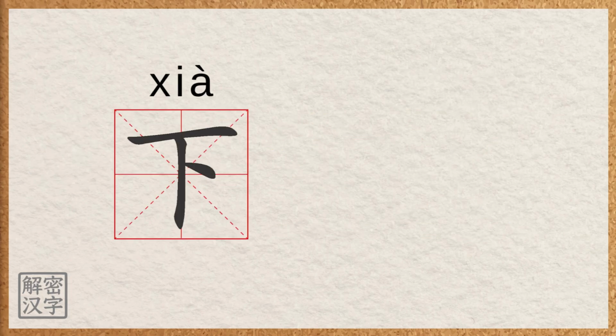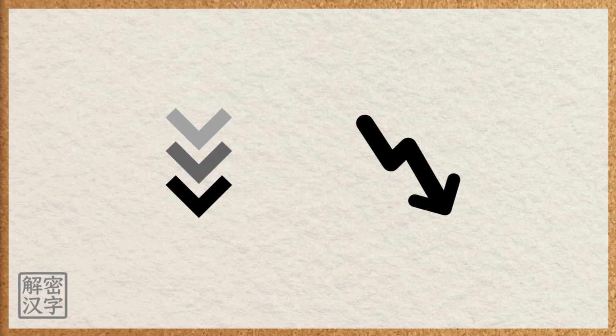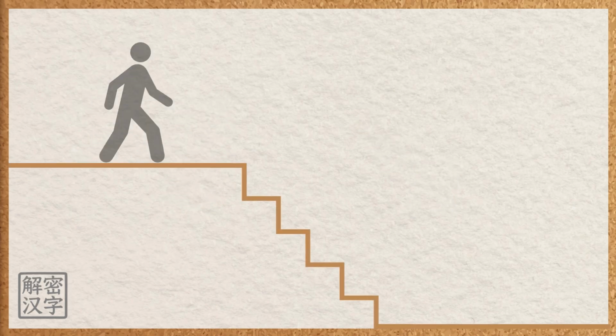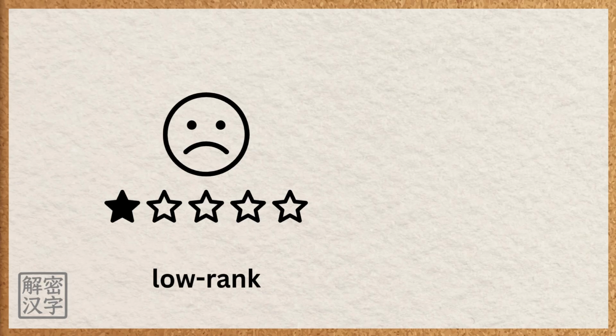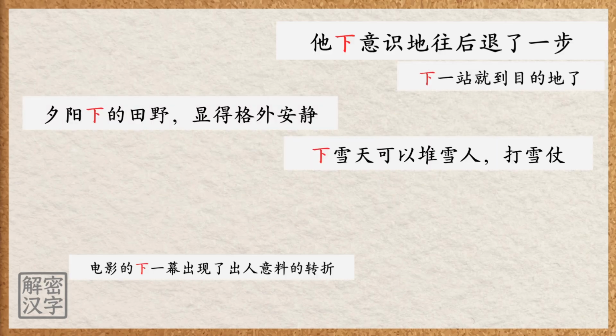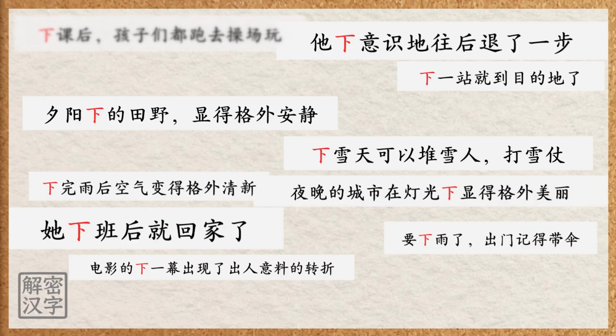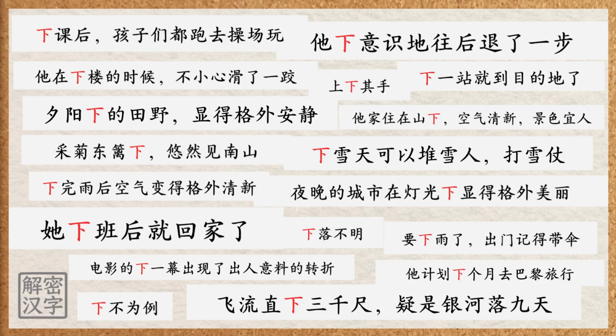The character xia is the opposite of sheng. It means down or below. Besides showing the downward direction, it also describes a movement from a higher place to a lower one, and sometimes it refers to something of lower rank or level. Just like sheng, the character xia is widely used in Chinese and forms many different words with various meanings. Of course, we don't have time to cover them all here, so let's look at a few typical examples.